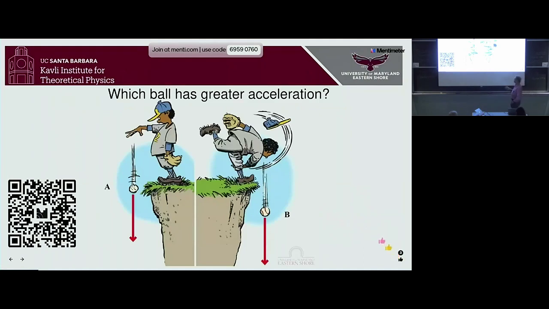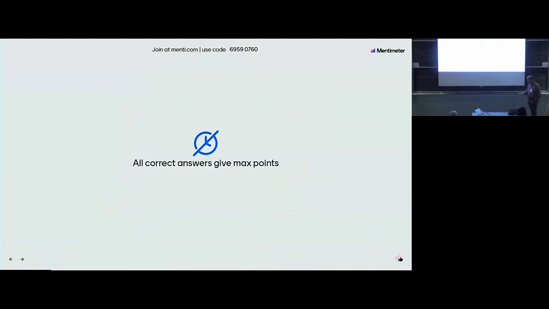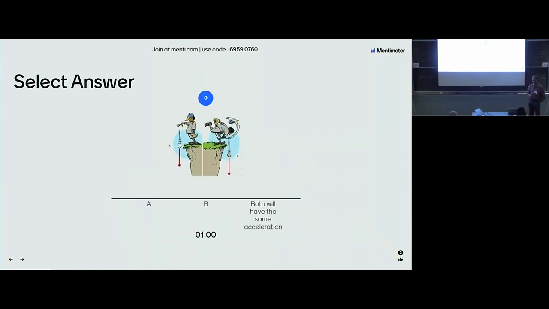You can take your cell phone and go to that web page, and then we'll start with this question. These two guys are on a cliff. One is just dropping this ball, one is throwing this ball, and the question is, which ball will have greater acceleration? You can see the question on your cell phone. If you don't get it, go to www.menti.com and use this code. This question will appear on your phone. You got it? Okay, good.